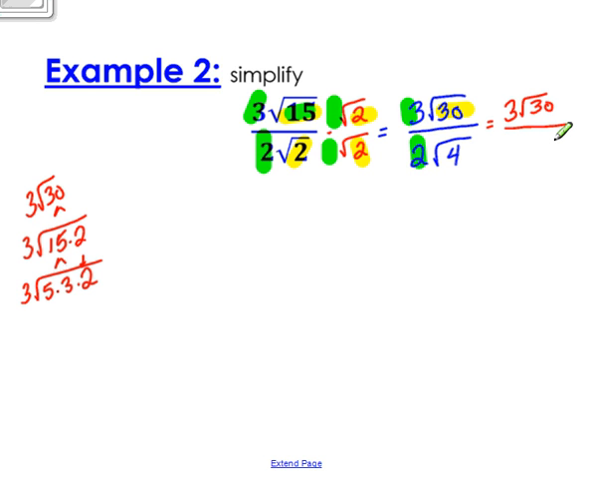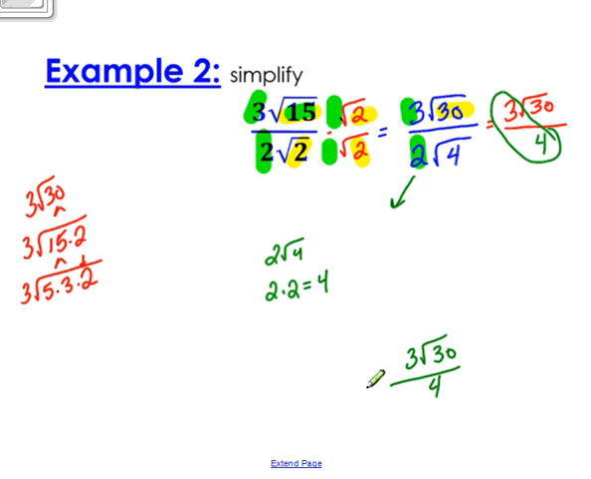Now, when I look at the bottom, I've got 2 times square root of 4. So let's simplify the bottom over here. 4 breaks down into 2 and 2, and this becomes 2 times 2, because that's 2. And so my answer is 4 on the bottom. If I can, I will simplify these outside numbers, and I cannot, so I'm actually finished. The answer is 3 square root of 30 over 4.